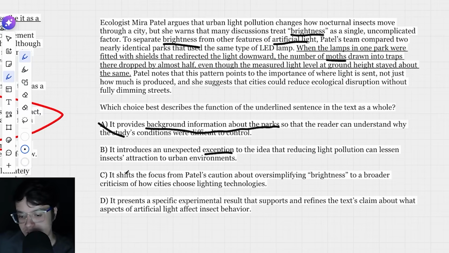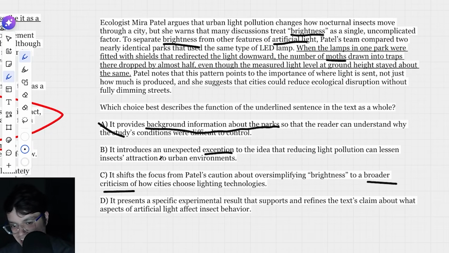C, it shifts the focus from Patel's caution about oversimplifying brightness to a broader criticism of how cities choose lighting technologies. Okay, so yeah, not really anything about a broader criticism in here. That's not really what the idea is. It's not like they went from talking about lights to a huge cultural criticism of how the whole city functions and all that stuff.